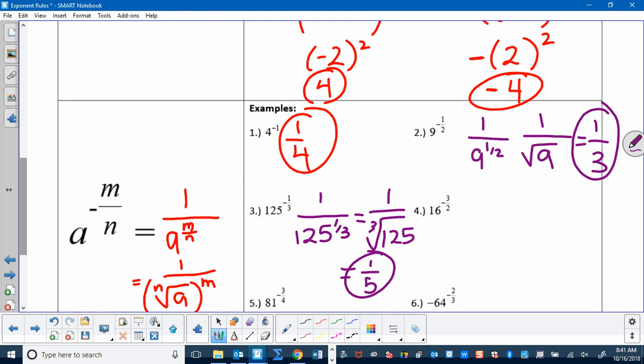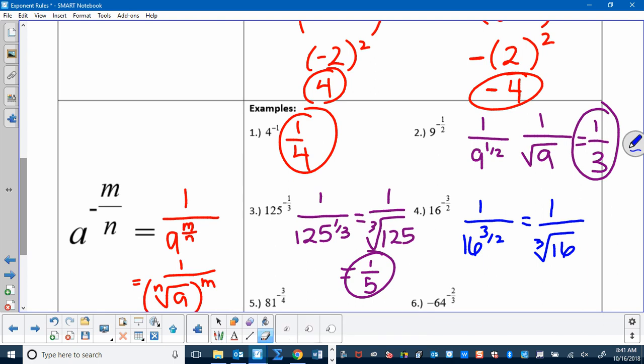What's different about number 4? It's a fraction without a 1 on the top. It has a number on the top. What's that number on the top going to end up being? A root or an exponent? Exponent, good. The bottom is the root. So first, you want to move it down so that the exponent changes to a positive. Then you want to rewrite that as the square root of 16.